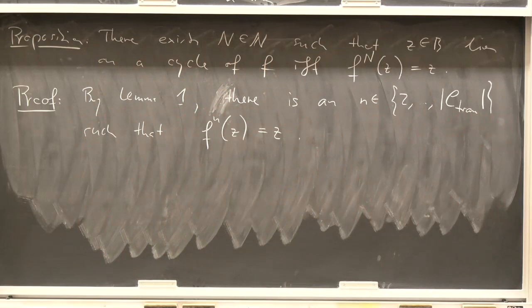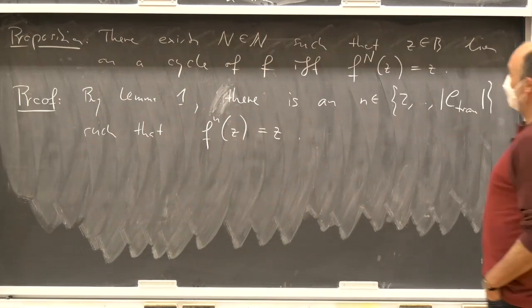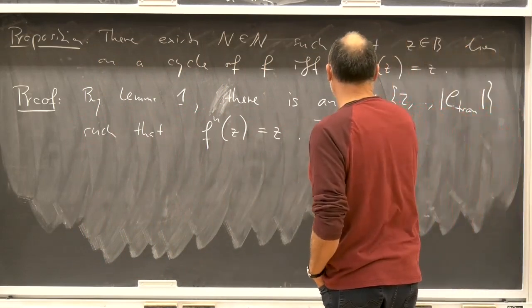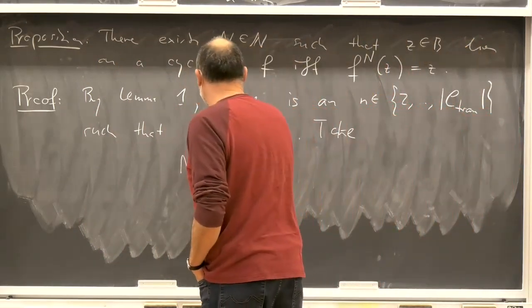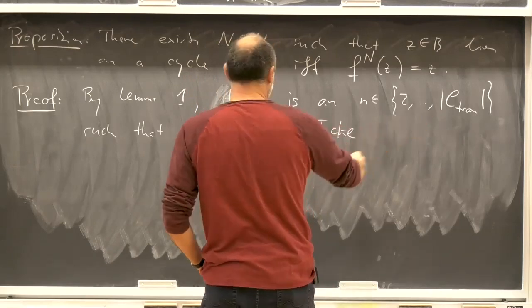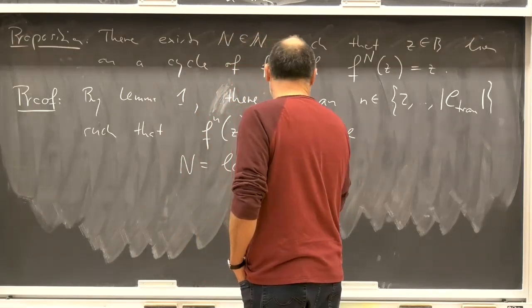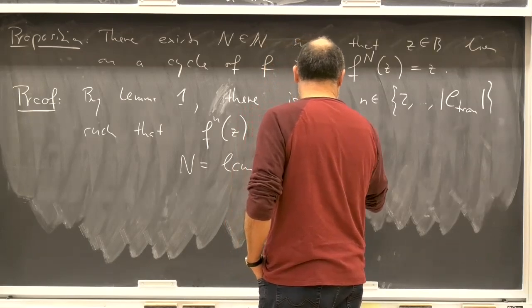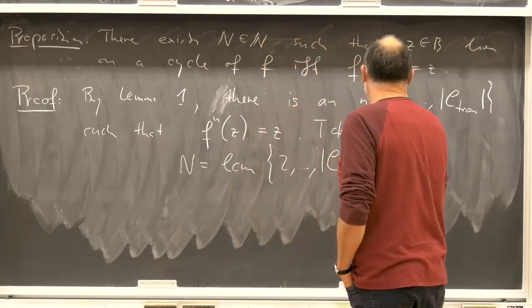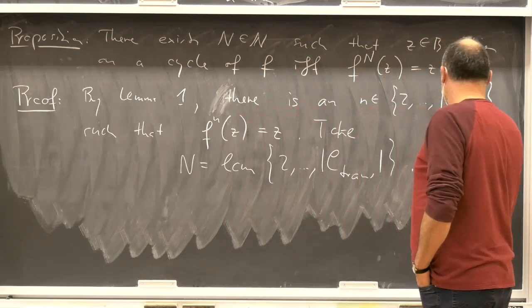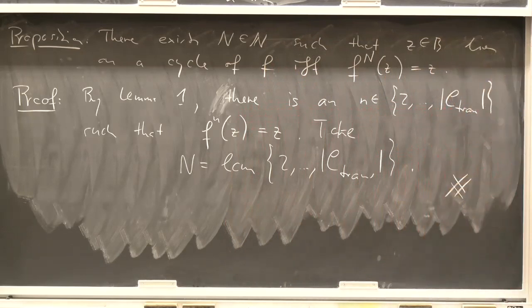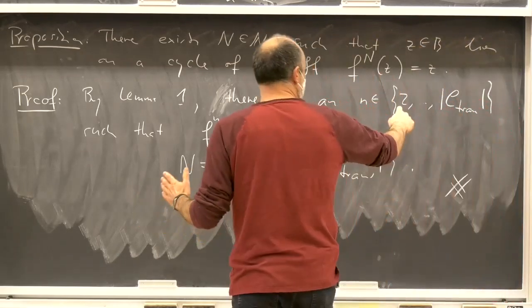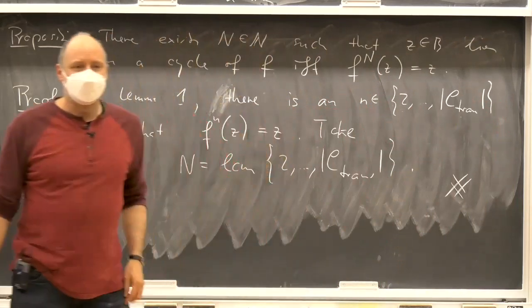And now I have a uniform bound on that, the cardinality of C trans. So I guess I can take n to be the least common multiple of all these numbers. If I'm not mistaken, that should be enough. That will cover all the fixed points of all the iterates between the second and the C trans iterate.